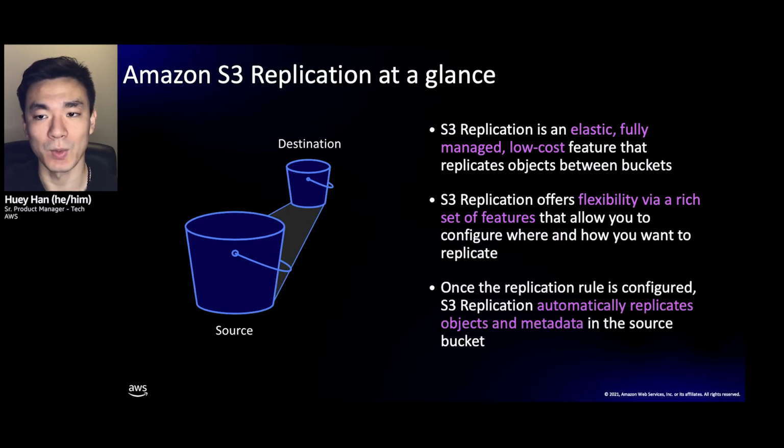In order to get started with replication, you first set up a replication rule. And in this rule, you define various parameters such as the source bucket and the destination bucket. Source bucket being where you replicate objects from, and destination bucket being where you replicate objects to. Once a rule is set up, S3 replication automatically replicates objects in the source bucket, and additionally, metadata as well. So it's a completely managed hands-off feature where you don't have to think about it once you have configured the replication rule.